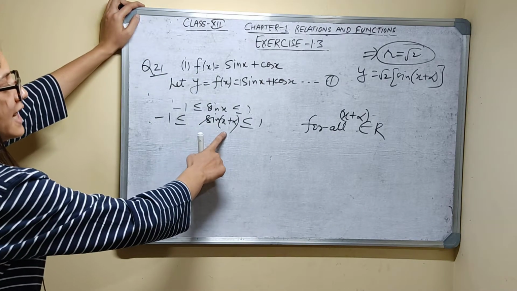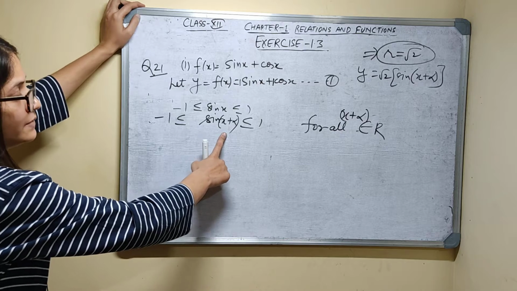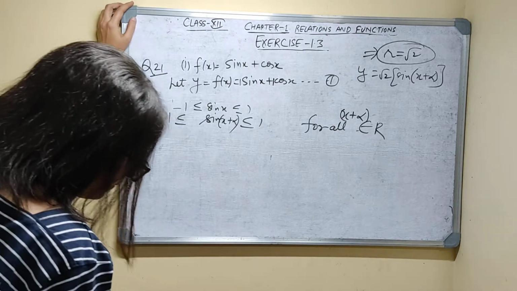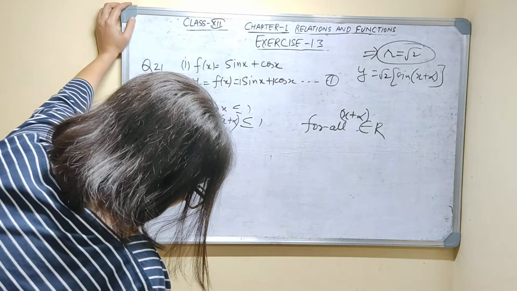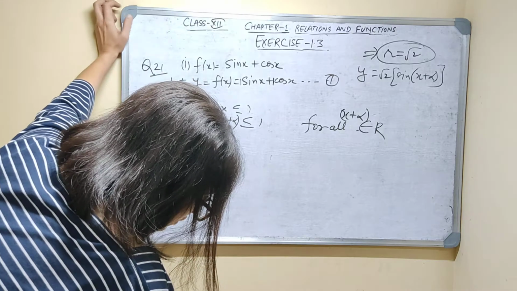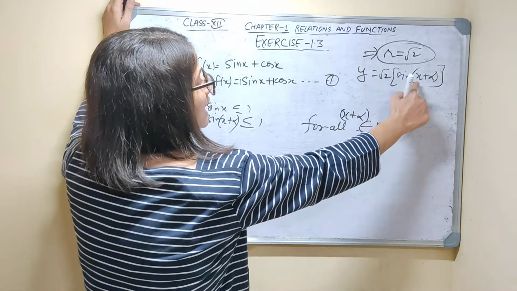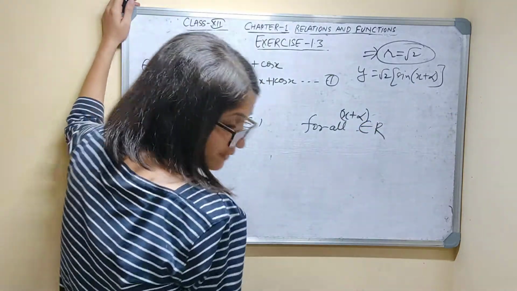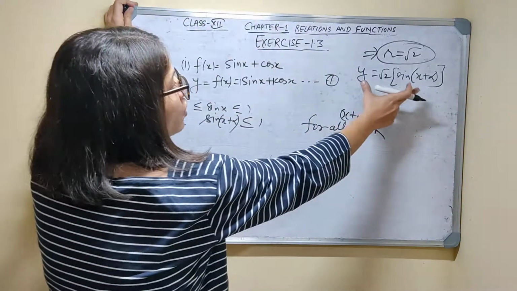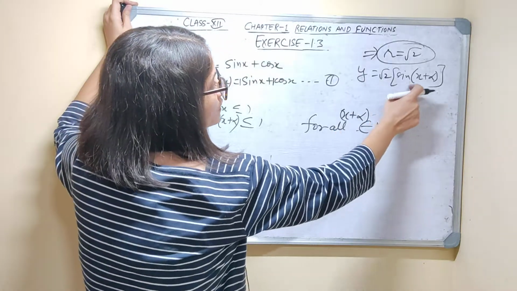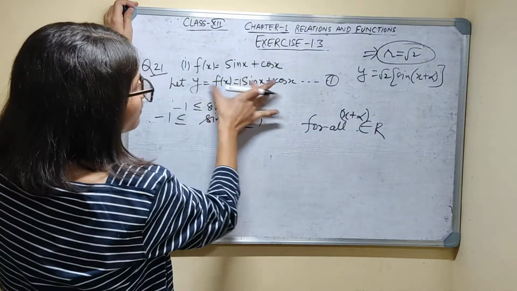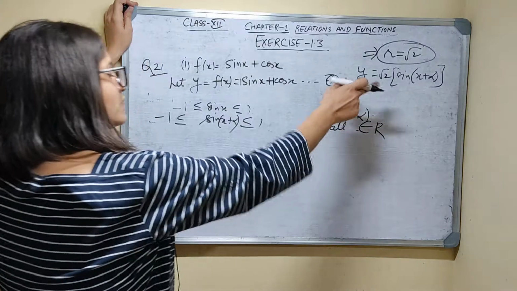Now here it is, what? sin(x + alpha), minus 1 sin(x + alpha). So multiply with root 2, because here what you need is root 2 sin(x + alpha). Because they are asking the range, you have to make this function y equal to what? Root 2 sin(x + alpha). Now this equation is converted into root 2 sin(x + alpha).